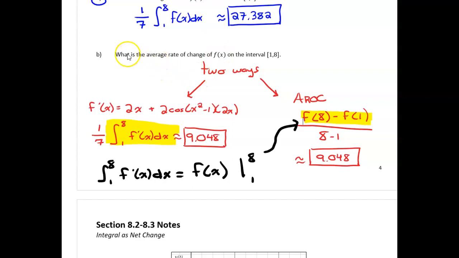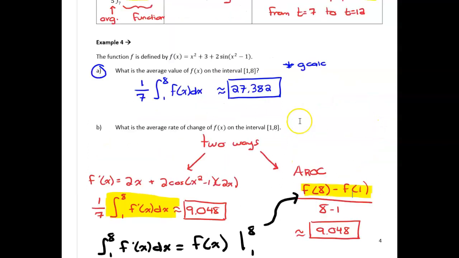All right, so average rate of change, quick reminder. 2 ways you could go about this. You could calculate the rate of change and take the average value of it, or you could just do a slope. Those are the exact same answers.